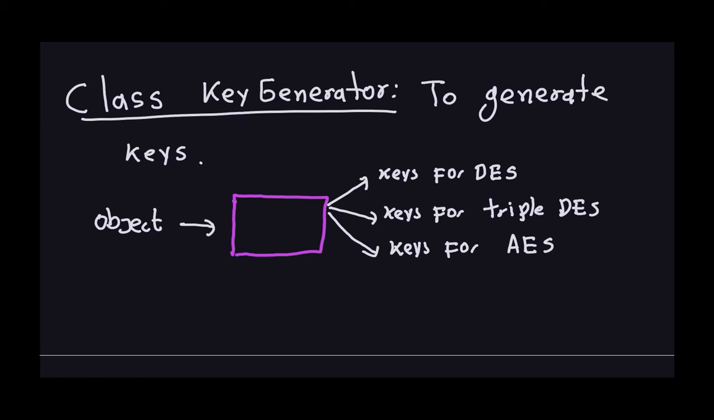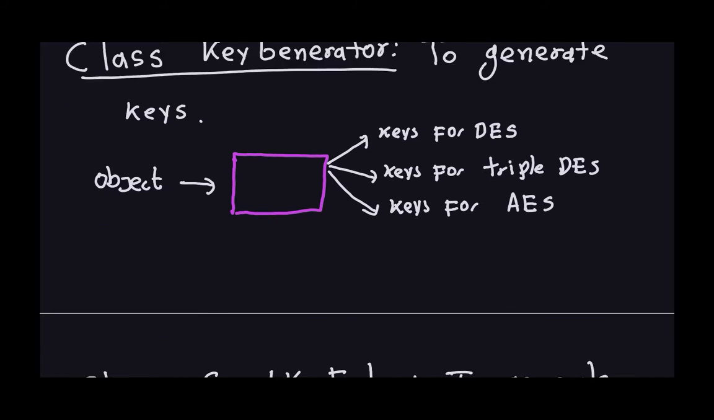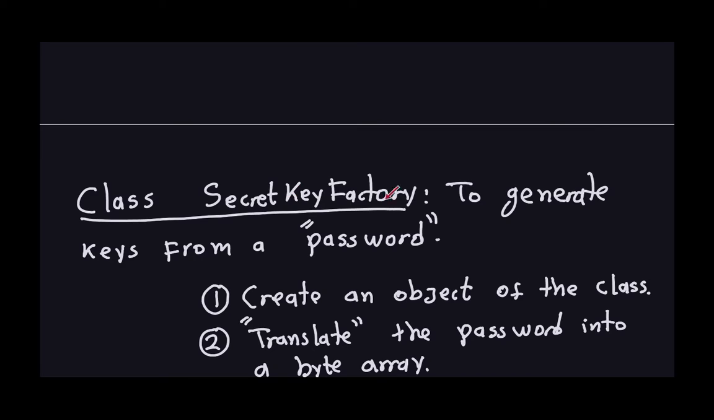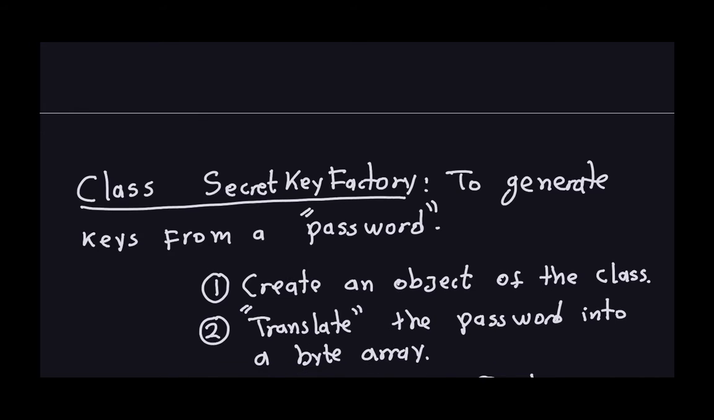If you want to generate keys for DES that are coming from some plain text or some string, you want to use this class called SecretKeyFactory. You use this one when you want to generate keys from, let's say, a password in this case. Not the right choice of word, but let's just call it a password. Now, how are we going to do that? I wrote down the steps here, and I'll explain how we do it.